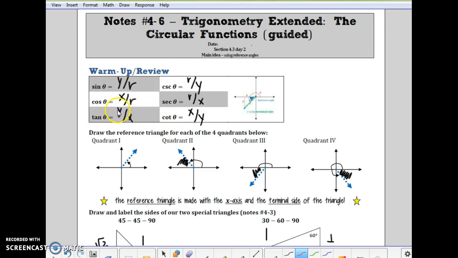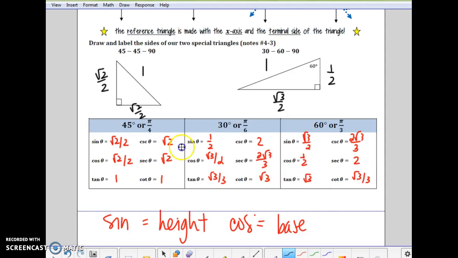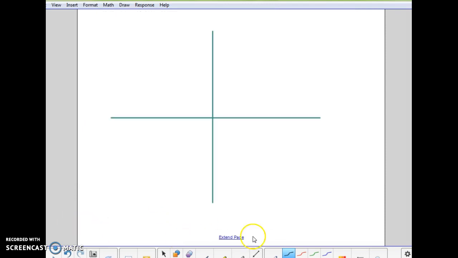I want it in terms of X, Y, and R. And remember the relationship if you need it. R is equal to the square root of X squared plus Y squared, and that's just from your Pythagorean theorem and that triangle that it makes. Reference triangle should be memorized, as is your table of values, or your trig values for 30, 45, and 60. Sine is always the height, cosine is always the base.